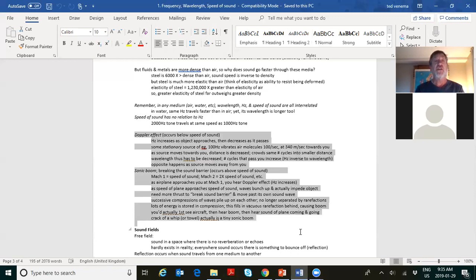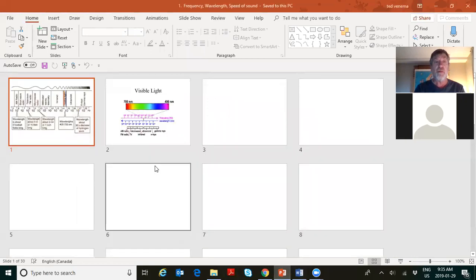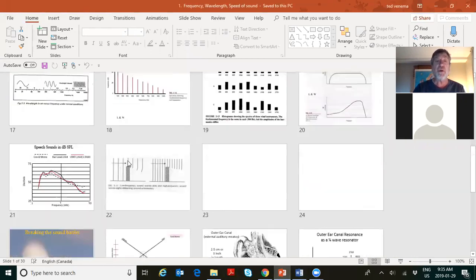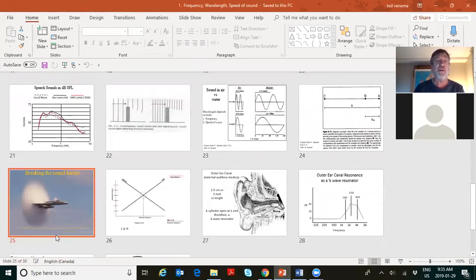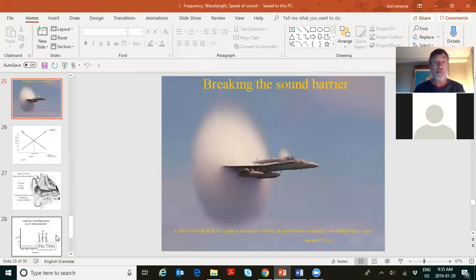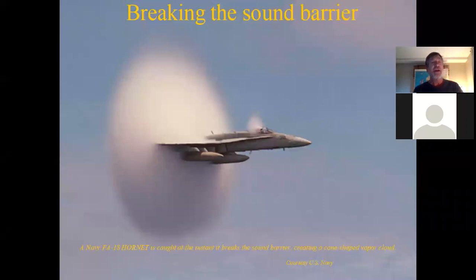And then we talked about the sonic boom and when a jet or something breaks the sound barrier. So going down here, you look at this weird slide. The jet breaking the sound barrier. What's happening is as sound is pushing, and I'll make it larger here, just so you see that guy. Sound is squeezing, the jet is going just as fast as the sound waves are.